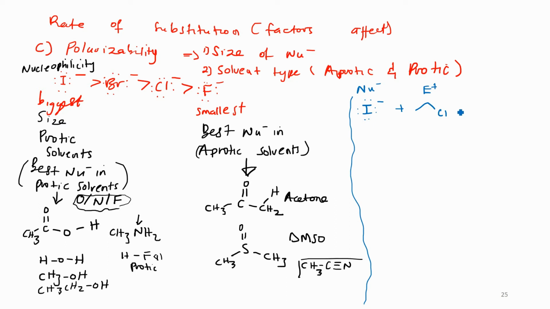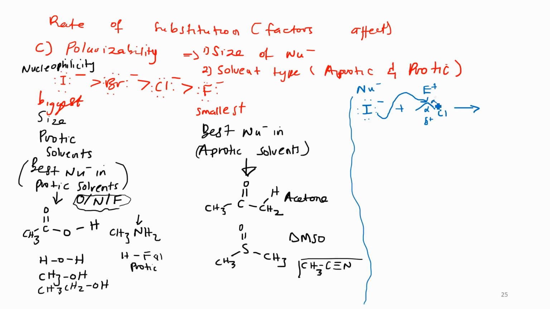In SN2, you attack from the back side. You attack the carbon that bears the leaving group. We call that carbon alpha because it's bearing the leaving group, and it's going to be partially positive because of dipole moments, right?